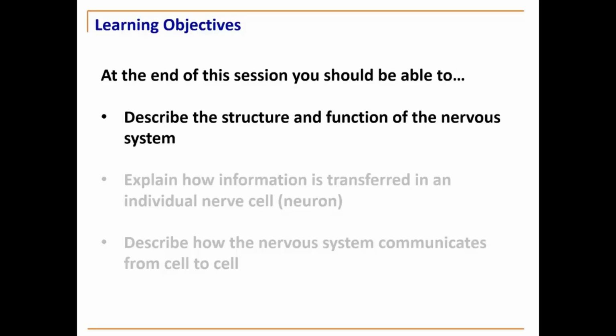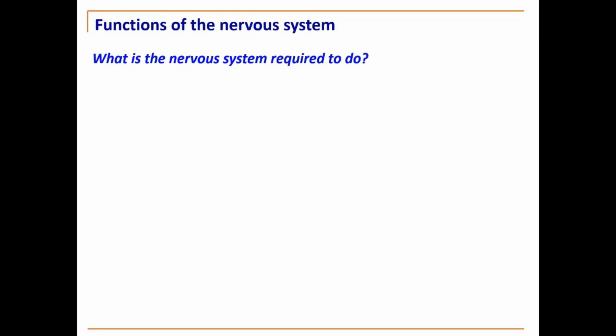and parasympathetic nervous system. We'll then talk about how information is transferred in an individual neuron, and of course that is through action potentials, and then how the nervous system communicates from cell to cell. So how is that information transferred from one neuron to another neuron? First of all, what is the nervous system actually required to do?